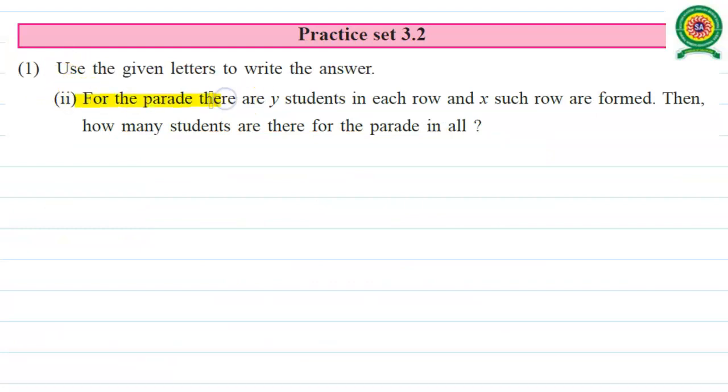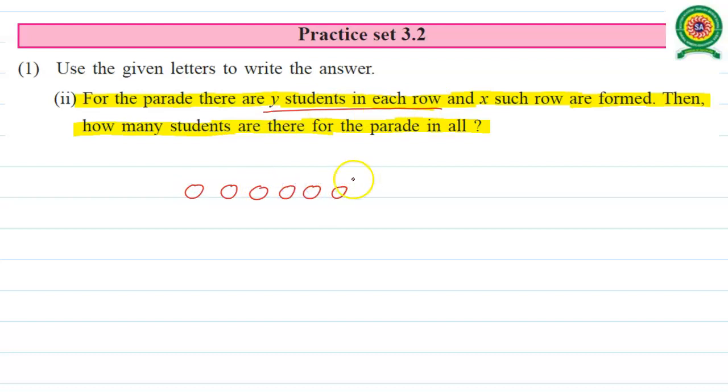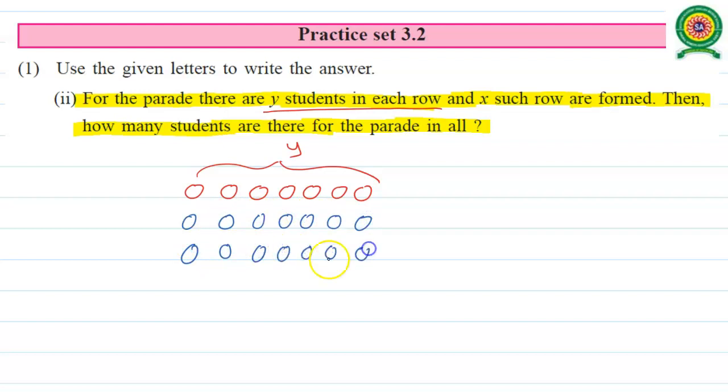For the parade, there are Y students in each row and X such rows are formed. Then how many students are there for the parade in all? Now we are given there are Y students in each row. Suppose those are the students standing for the parade, Y in number in each row, and such X rows we have, so the diagrammatic representation looks like this, and the number of rows is X.